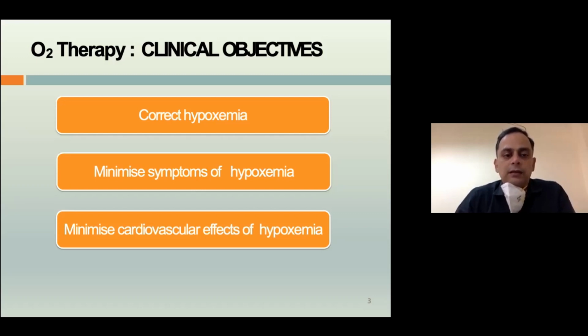The third main objective is to minimize the cardiovascular effects of hypoxemia. Whenever a patient is hypoxemic, his sympathetic drive goes up, and he might have increased blood pressure and increased heart rate. Once we start administering oxygen as therapy, these cardiovascular effects of hypoxemia shall settle gradually.